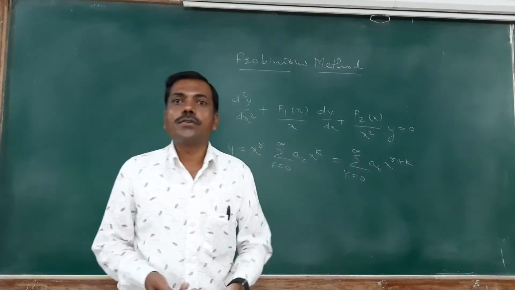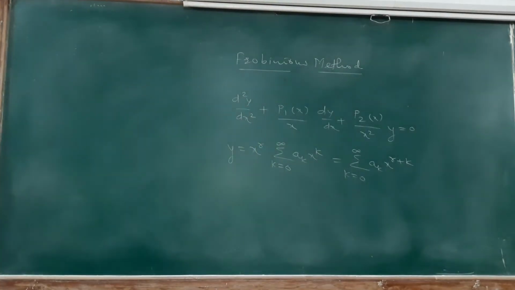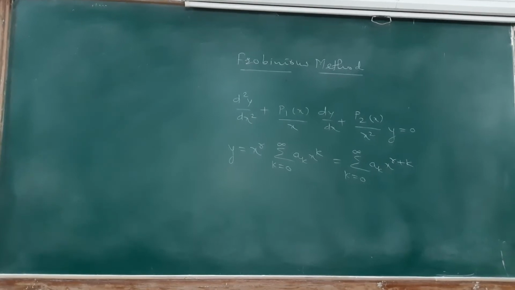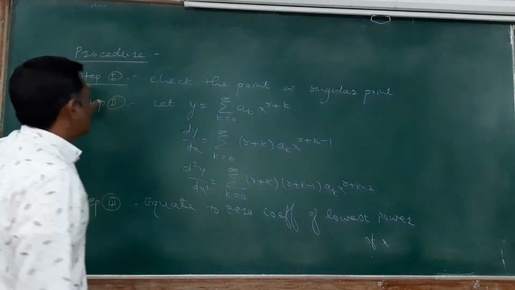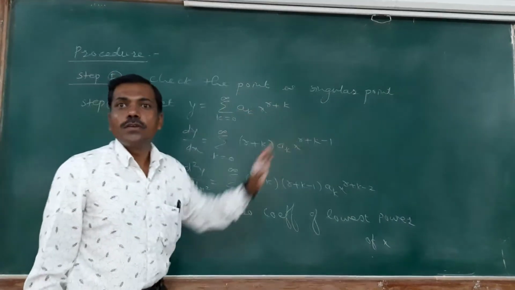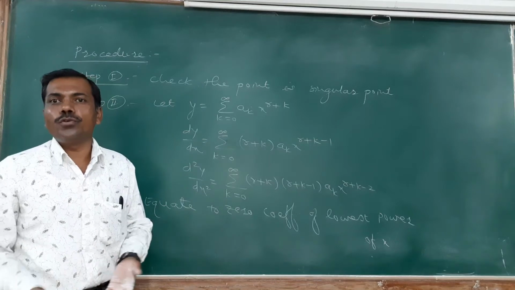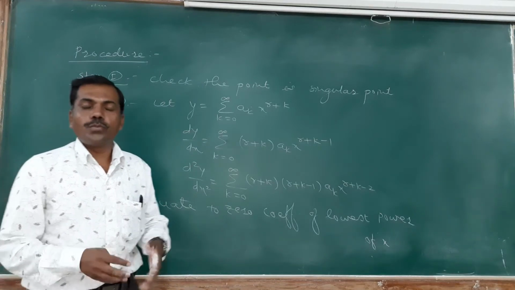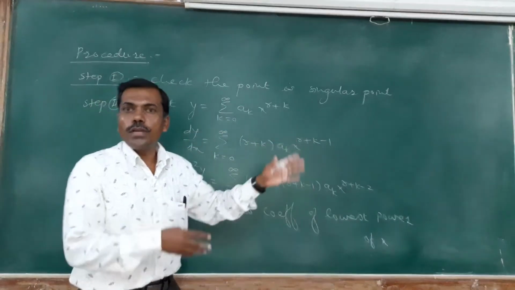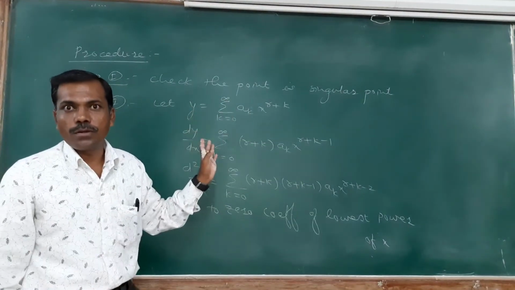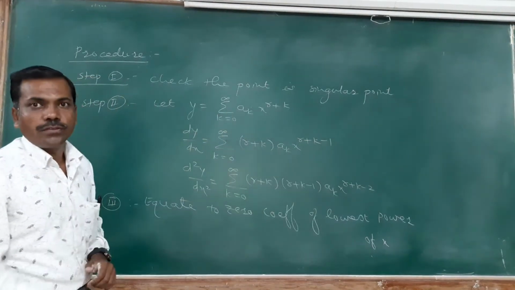So our next step is the procedure for finding the series solution. Step first is to check that the point is a singular point. How will we check this? We just check whether p0 of 0 is equal to 0. If it is not equal to 0, it is an ordinary point and we solve by our previous method. Now here p0 of 0 equal to 0, so it is a singular point.